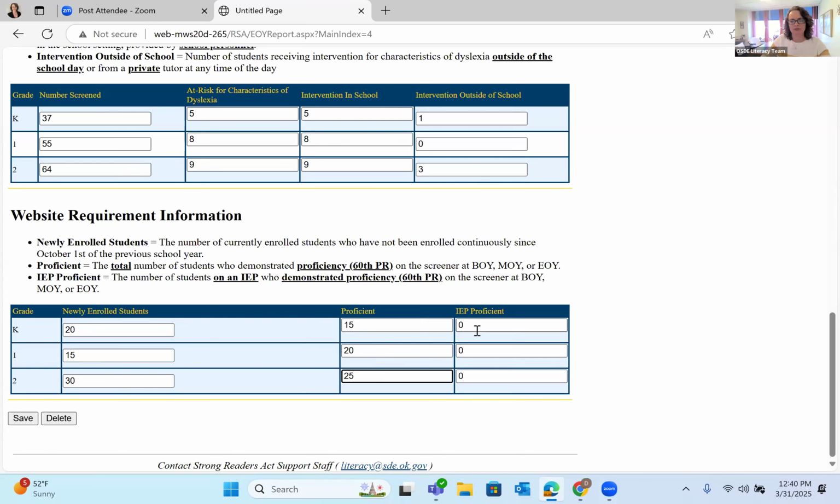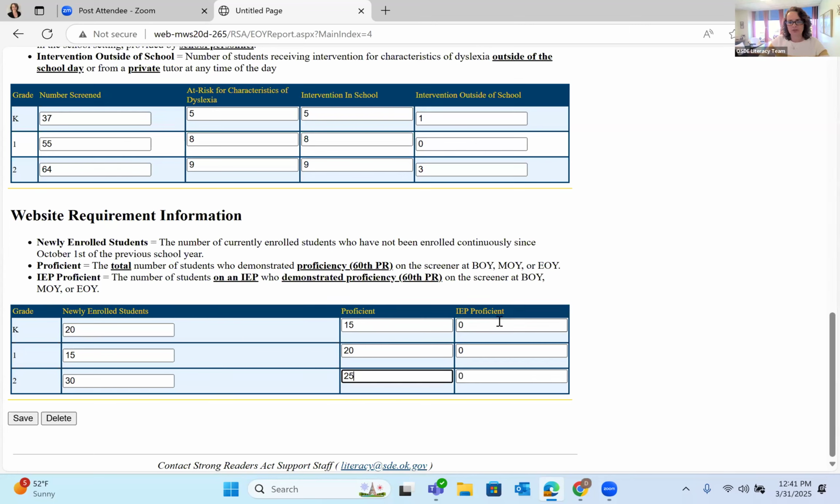20, 25 second graders. Now moving on to the last column, and this is our EOY proficient. This would be the number of students who are on an IEP and demonstrated proficiency, defined with the 60th percentile rank, on the screener at the BOY, the MOY, or the EOY.